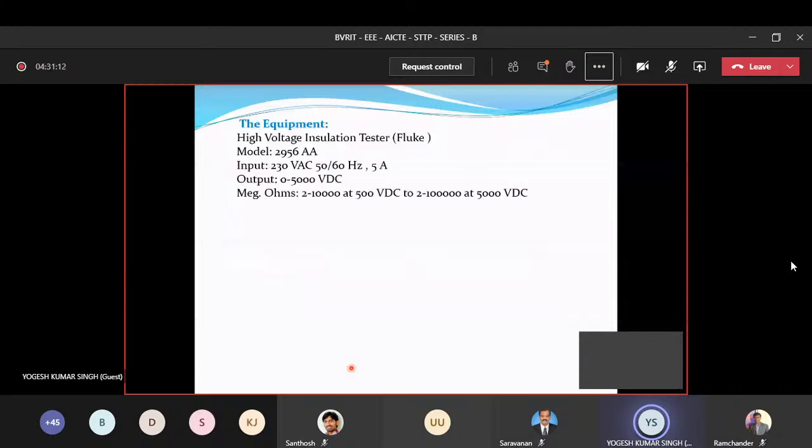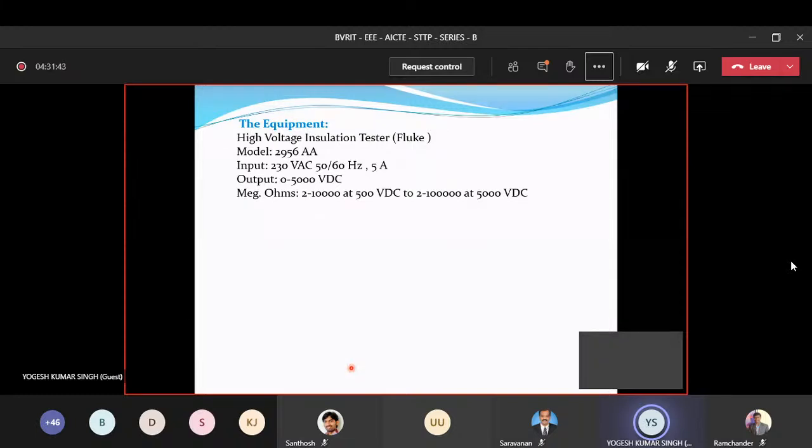So the equipment is basically called the high voltage insulation tester, and that's the equipment made by Fluke. The model is 2956AA. The input is 230 volt AC, 50 to 60 hertz, and 5 ampere current. The output is 0 to 500 volt DC, and that will be connected to the megaohm around 2 to 10,000 at 500 volt DC, and 2 to 1 lakh at 5,000 volt DC. So this is the instrument.